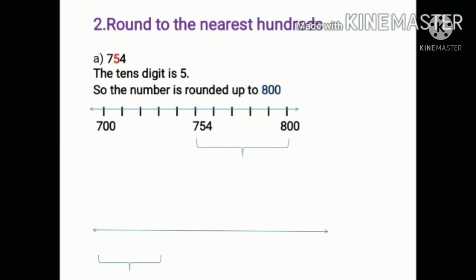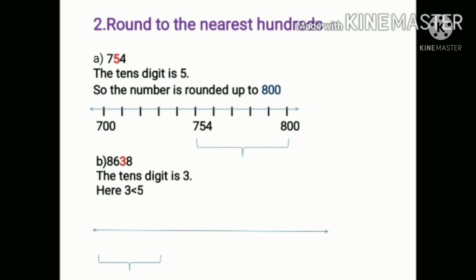Okay, children, did you understand? Okay, now let us go for the next example. 8,638. Now, this is a bigger number, isn't it? But we have to round to the nearest hundreds only. So, again, let us look at the tens place. The digit there is 3. And 3 is less than 5. So what should be done? The number should be rounded down.